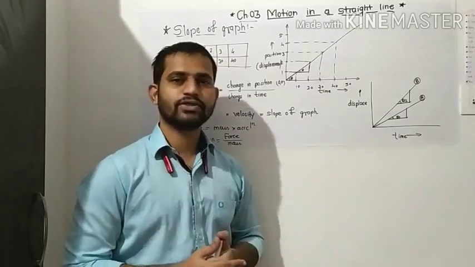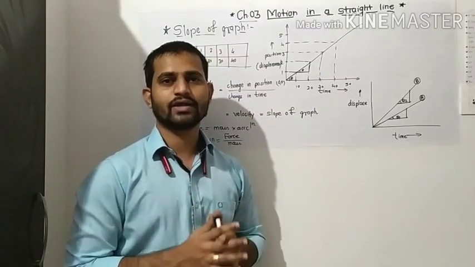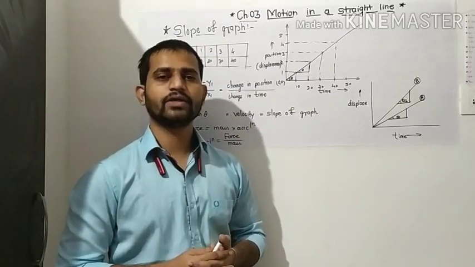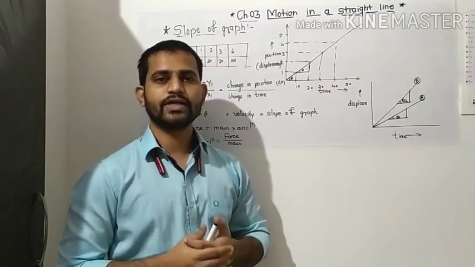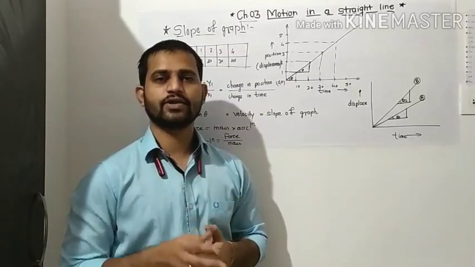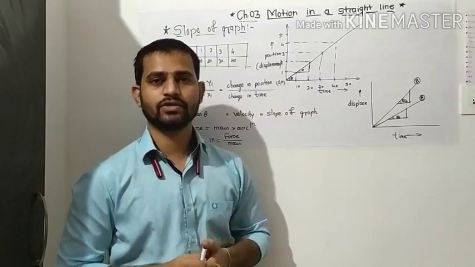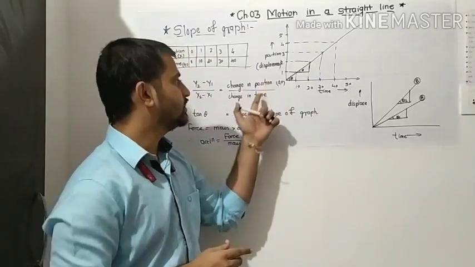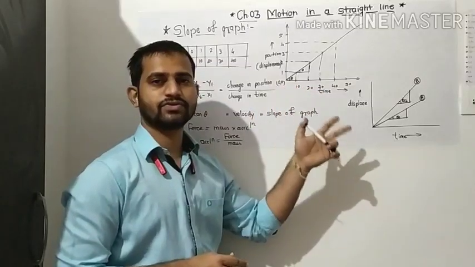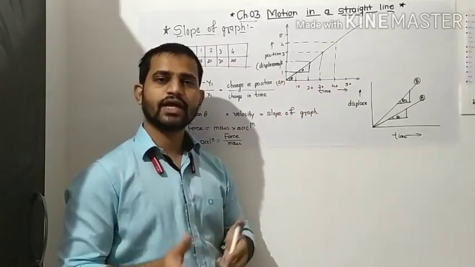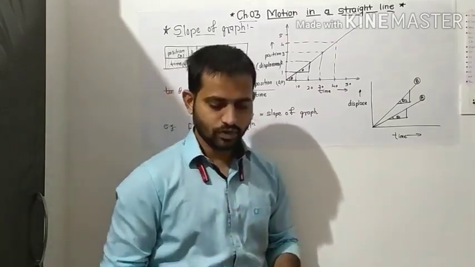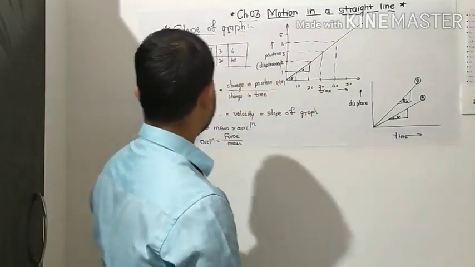So this is the use of a graph, that only by looking at it we can tell which value will be there, or what the relation will be between the two physical quantities. And as we have learned recently, two physical quantities combined can give a third physical quantity, like change in position upon change in time gives us the velocity, and force upon mass gives us the acceleration. So like this we can find out the third quantity also. Okay, so let's see one more example about the slope.